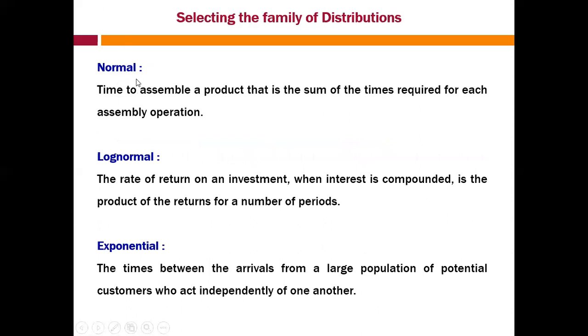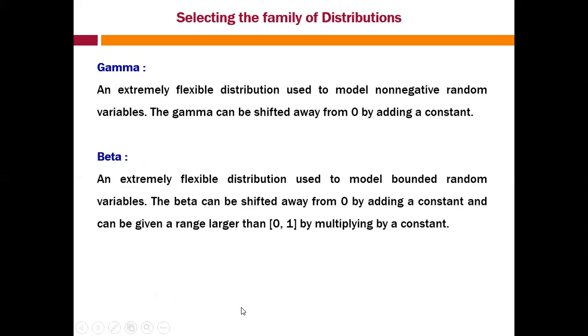Then it can be the normal distribution, that is, the time to assemble a product, which is the sum of times required for each assembly operation. Then we have the log normal distribution: the rate of return on an investment when interest is compounded is a product of the returns for a number of periods. Then the exponential distribution: the times between arrivals from a large population of potential customers who act independently of one another. I'm just giving examples. I'm not explaining each one in detail because we have already completed this topic.